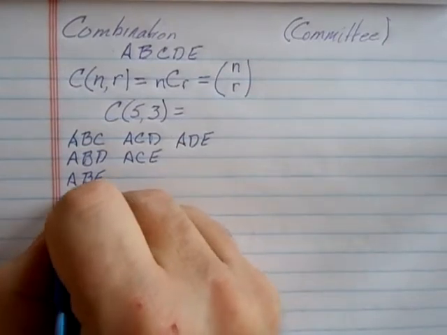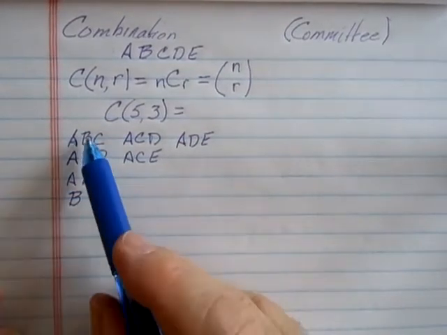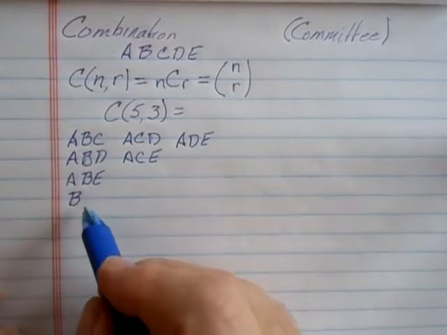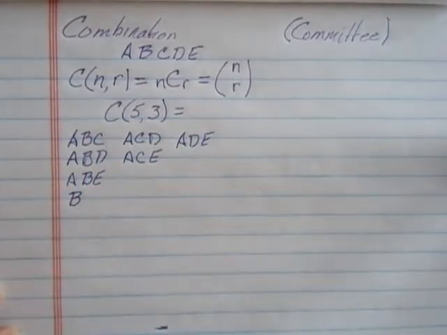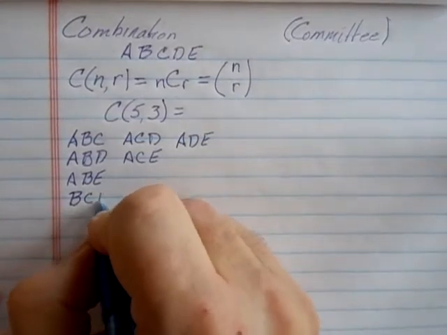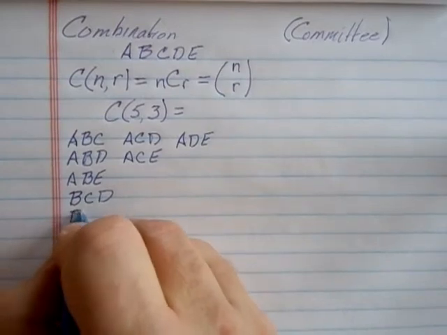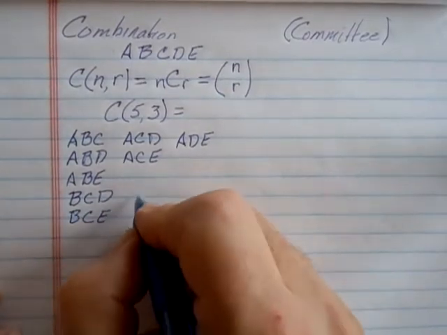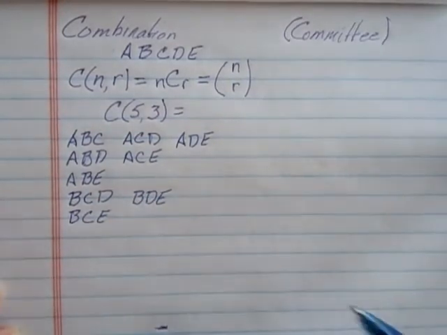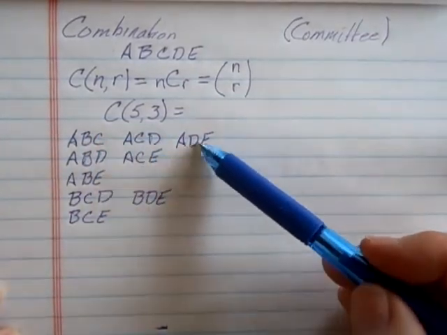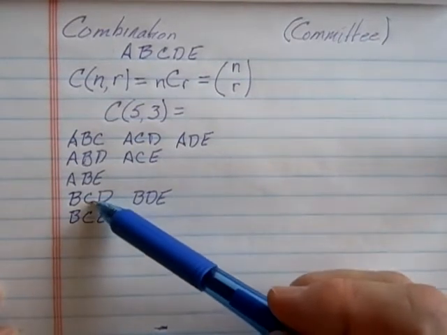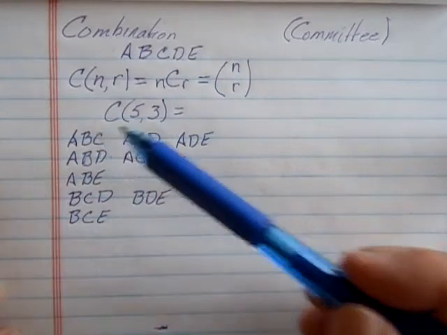We could worry about finding all those that have a B in them. We've already got a bunch of them that have B's in them. Notice there's 3 of them here already. So BAC, we don't want that one. BAD, we don't want that one. And BAE, we don't want that one. But there is a BCD that we need, and a BCE, and finally a BDE. Now notice, there were 1, 2, 3, 4, 5, 6 of them that had an A in it. There's also 6 of them that have a B in it. 1, 2, 3, 4, 5, 6.